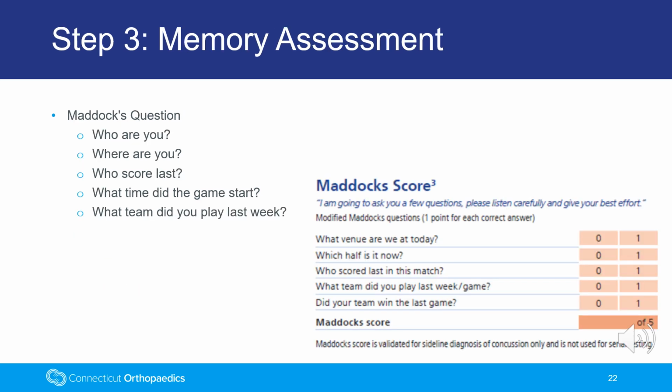Step 3 of the SCAT-5 is the memory assessment. This step consists of Maddox questions, which are as follows. Who are you? Where are you? Who scored last? What time did the game start? And what team did you play last week?